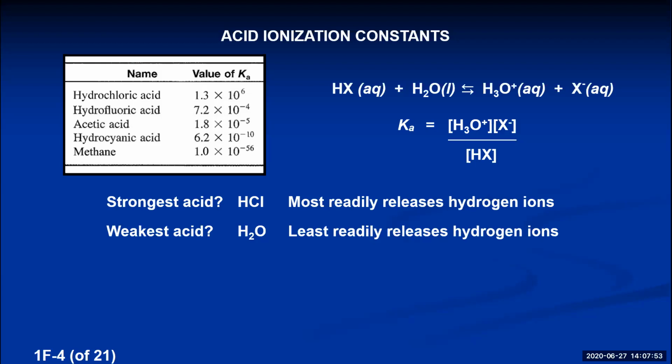And if we look at its Ka value, you can see its numerical value is 1 times 10 to the minus 5th, which means almost no methane molecules would release a hydrogen ion to water in a solution. So methane in this list would be the weakest acid of all.